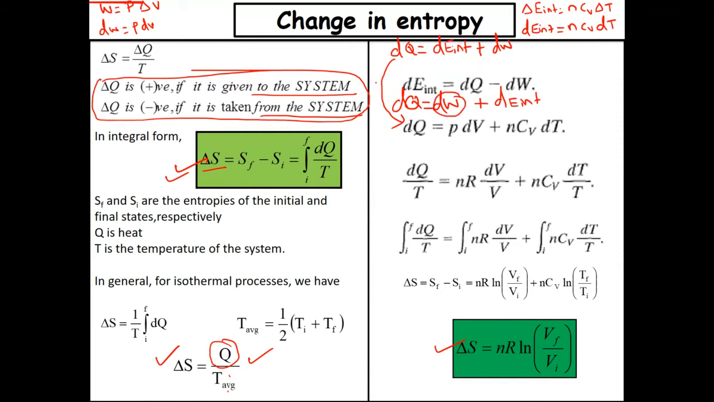In this place, I am going to substitute this formula. Okay, now you will get this equation. Now, what is the formula for the ideal gas equation? PV equals nRT. Am I right?